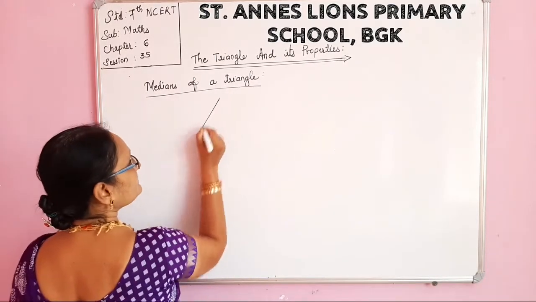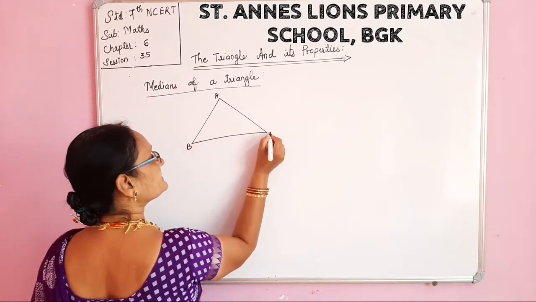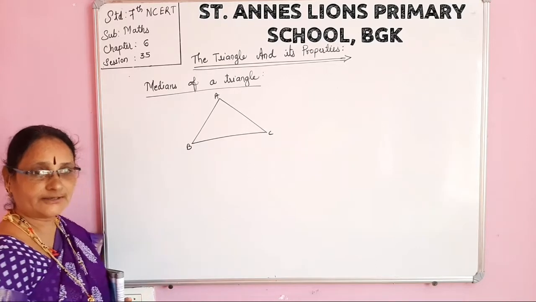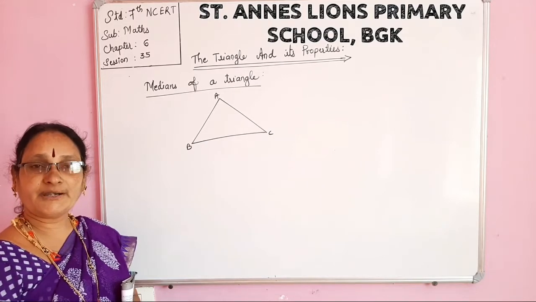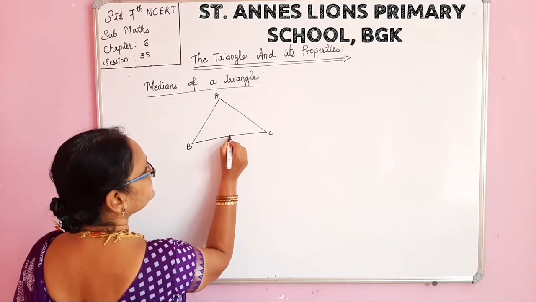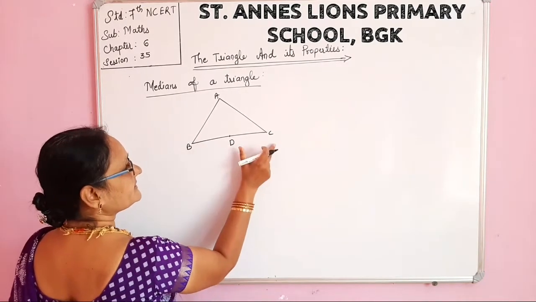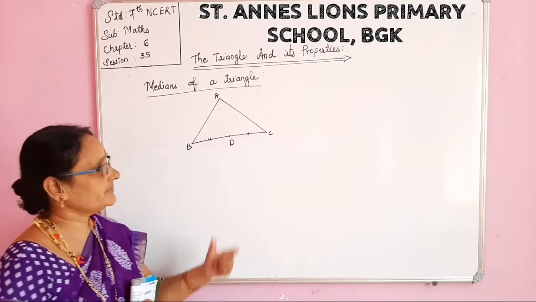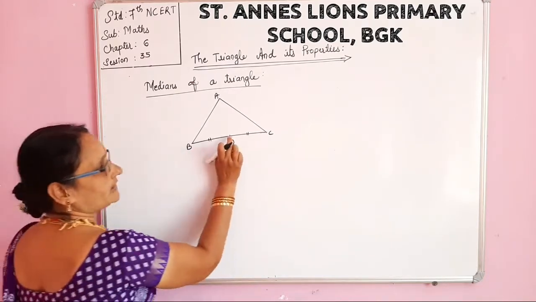See here. Suppose this is a triangle named ABC. Now the midpoint we have to find out. You know how to find out the midpoint of BC. How do you find it? By drawing the perpendicular bisector. So if this is the midpoint of BC, that is D. D is the midpoint of BC, which means BD equals DC. If BC is 10 centimeters, this is 5 and this is 5, and this is the midpoint of BC.